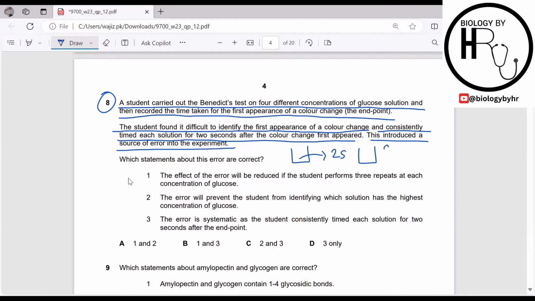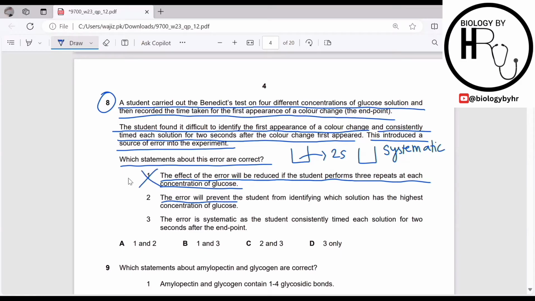So basically this error which is introduced over here is known as the systematic error, which is the error introduced due to the fault in the method of experiment. Which statements about this error are correct? The effect of the error will be reduced if the student performs 3 repeats at each concentration of glucose. This is basically a systematic error. So systematic errors cannot be resolved by repeat and average. So statement 1 is incorrect.